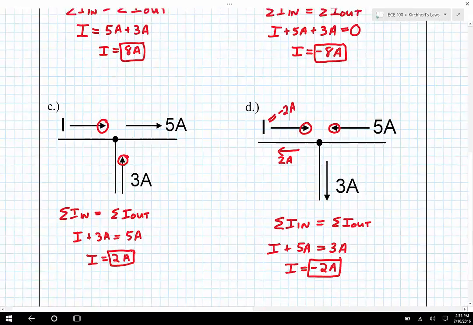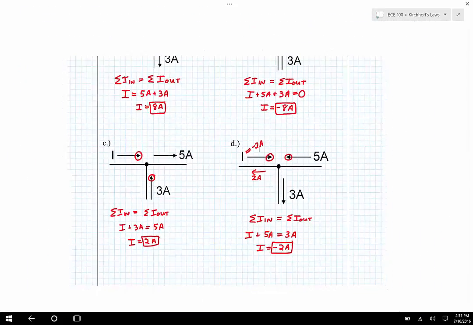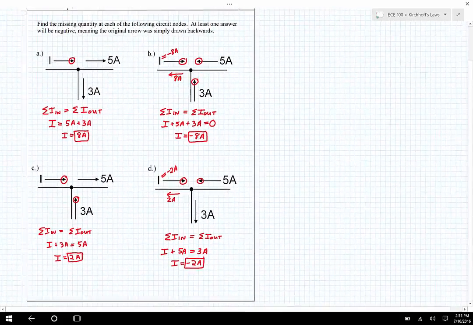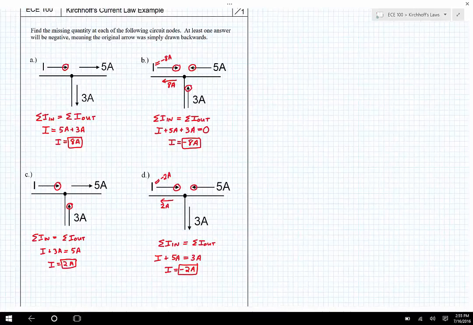So I hope at this point that you're becoming more comfortable with having currents and voltages that can turn out to be negative. And if they do turn out to be negative, just remember that it just means that they were drawn backwards.